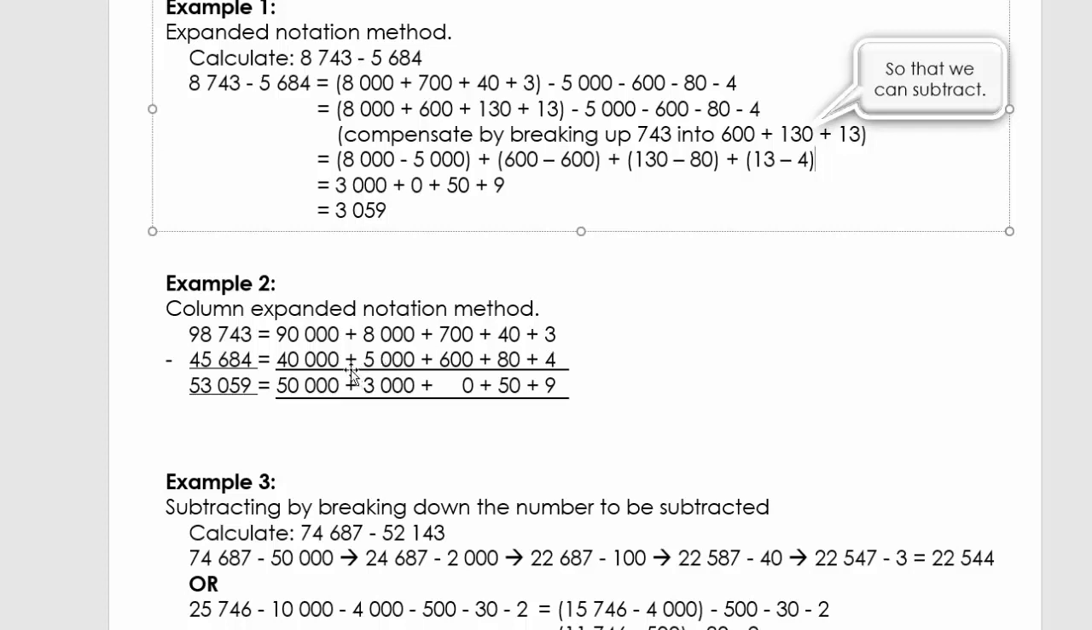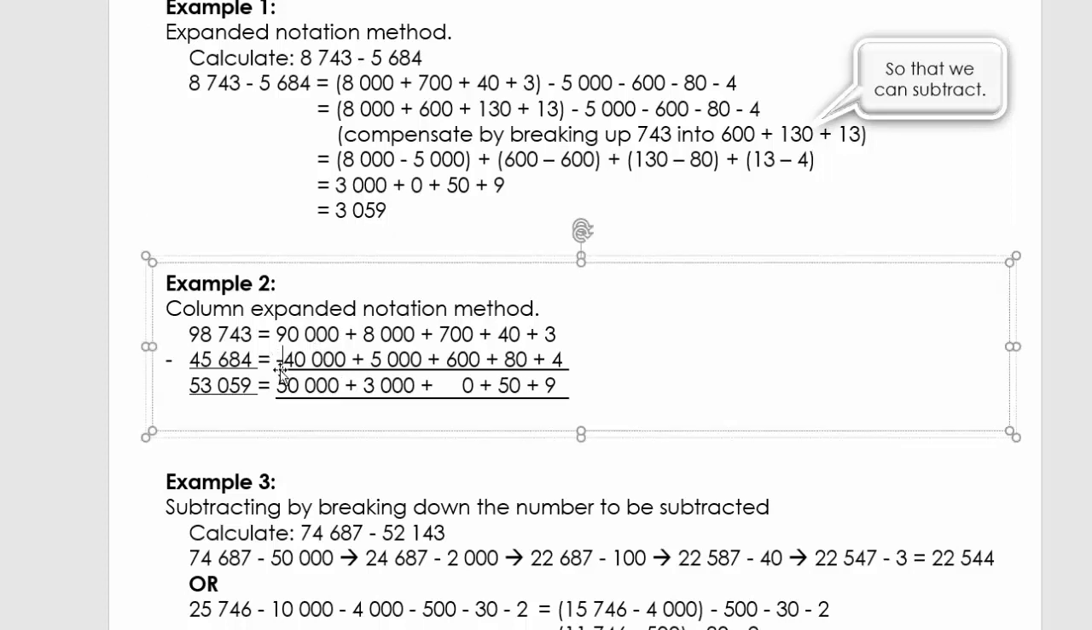So now what we're going to do, we can subtract that. So let's just put the symbol in there. Let's move this up a bit so you can see it. So what we can do is we can say 90,000 minus 40,000, 8,000 minus 5,000, 700 minus 600. What happens here? We got the 40 and an 80 and 3 and 4.